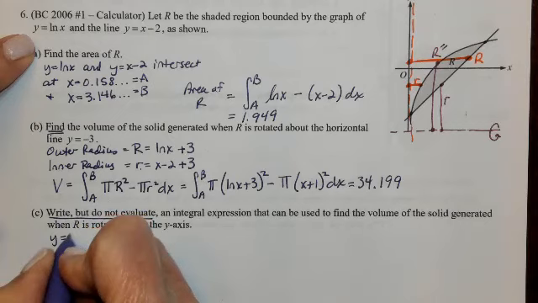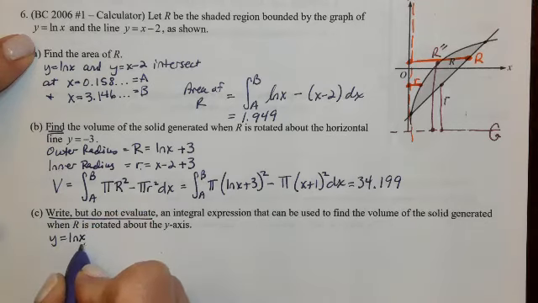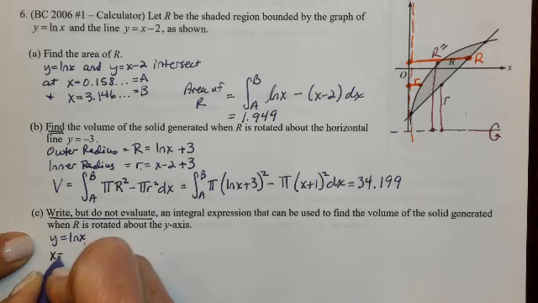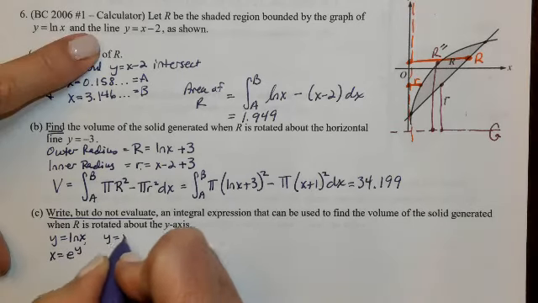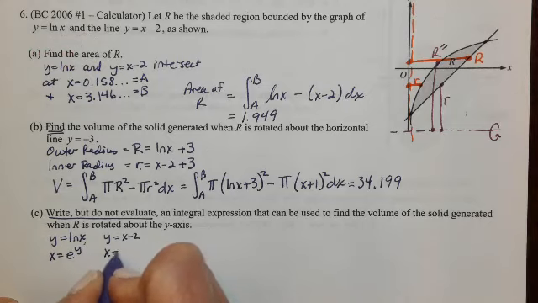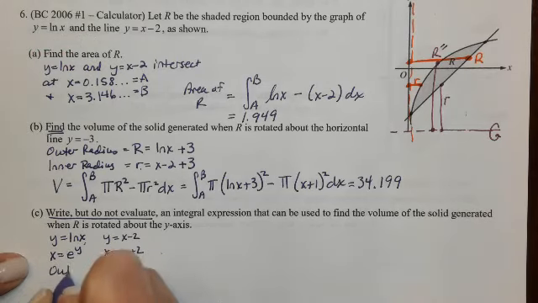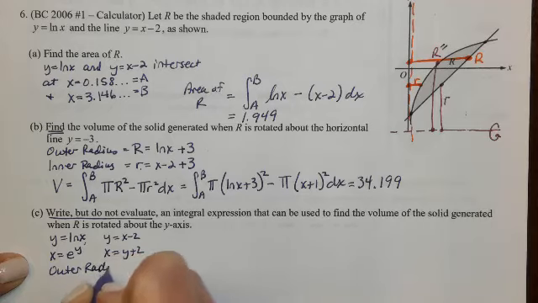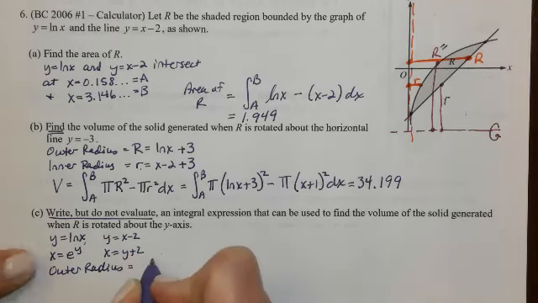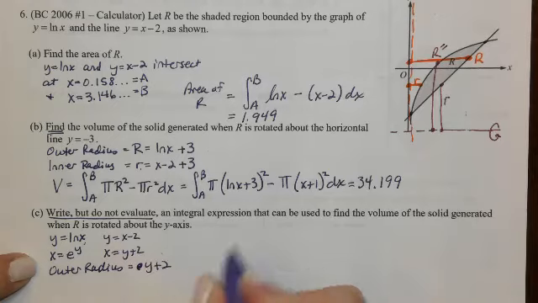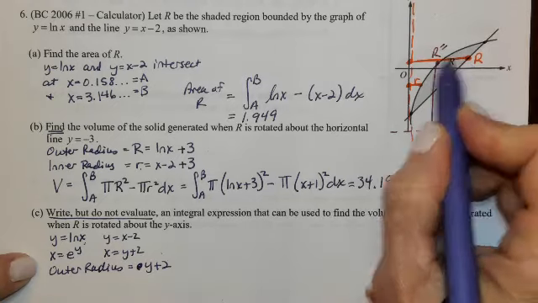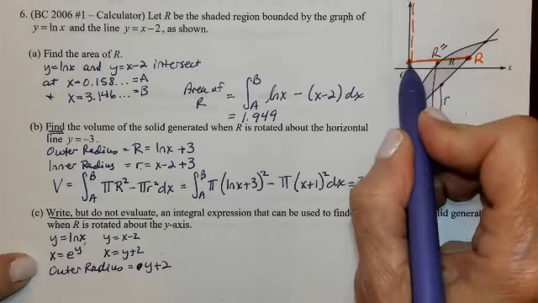I have y is equal to ln x. I need to solve that for x, right? So I just take e to both sides, and I get x is equal to e to the y. That was not that hard. And then for my line, I have y is equal to x minus 2. Solve that for x. X will be y plus 2. Not that hard. So my outer radius this time will be the line, so it's the y plus 2, the line minus 0, right? So just y plus 2.